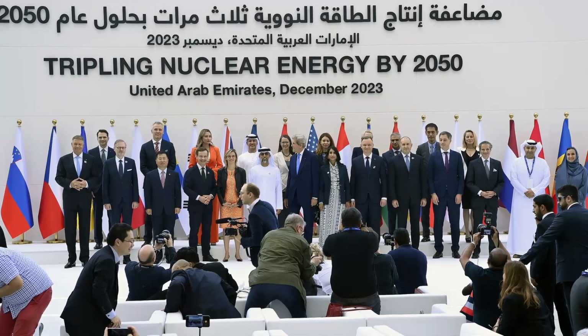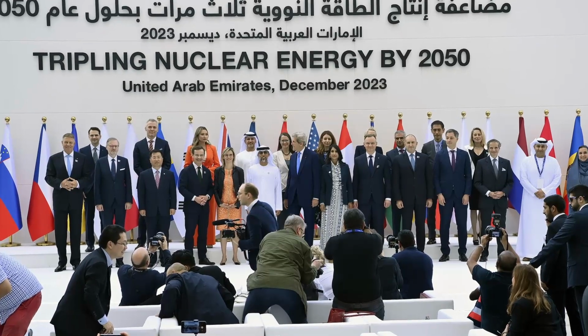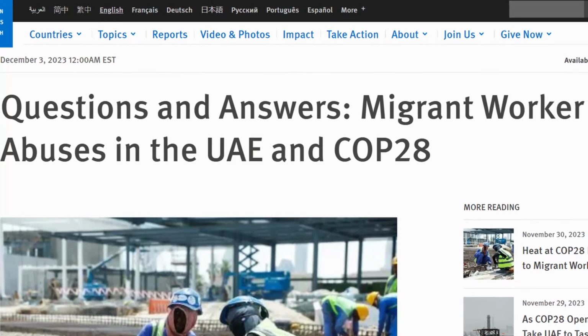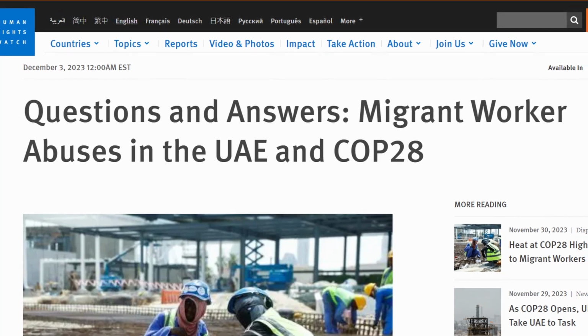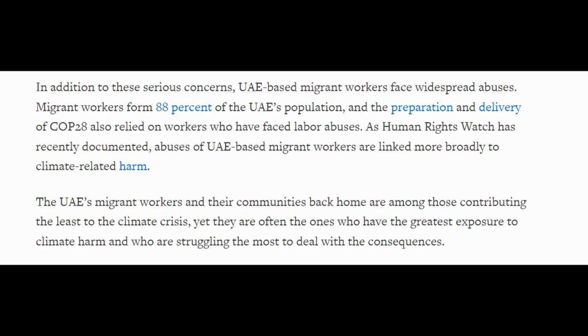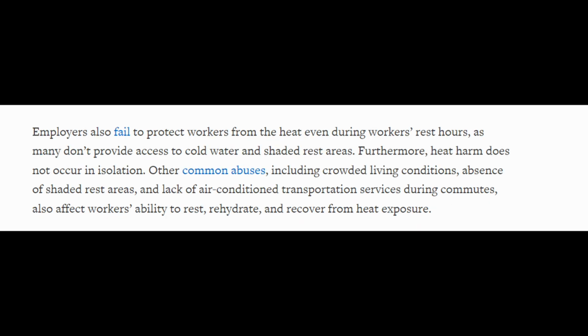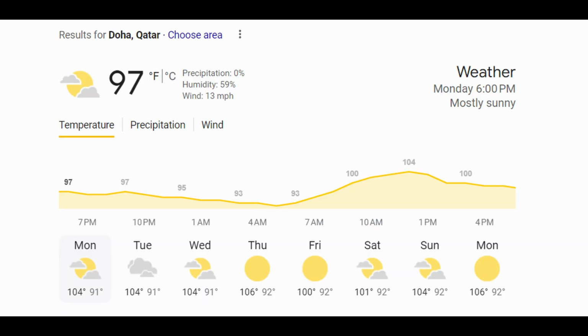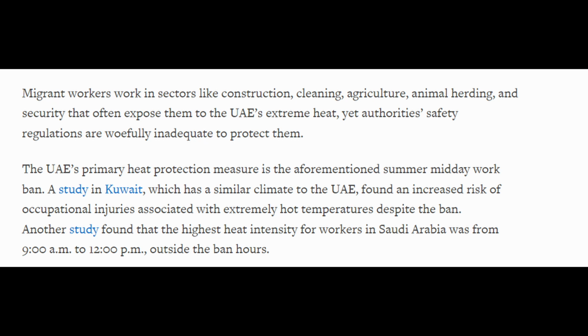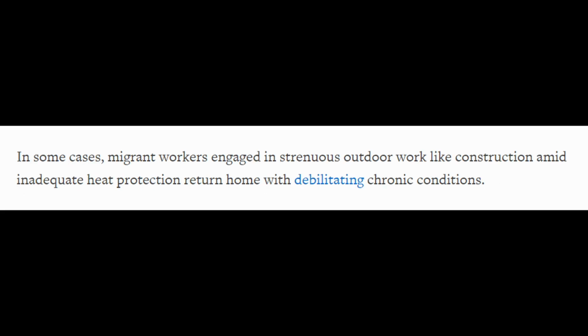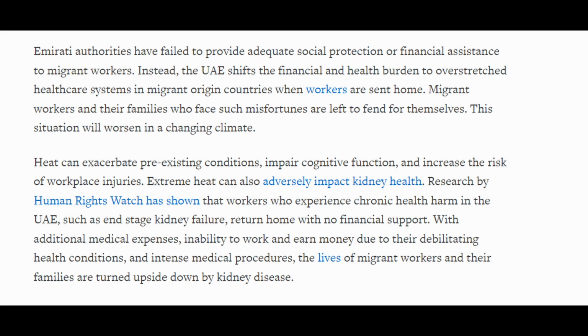At the UN COP28 conference on climate change in Dubai in late 2023, abuses against migrant laborers returned to the public's attention. The sites holding the conference were linked to abuses against expatriate workers, including passport confiscation, wage theft, and discrimination. Employers had also forced their employees to work in the extreme summer heat, which is over 100+ degrees in the Gulf, in contravention of summer midday work bans that prohibit outdoor work from 12:30 p.m. to 3 p.m. Workers who are injured or become ill in the UAE are left to fend for themselves with no form of safety net.